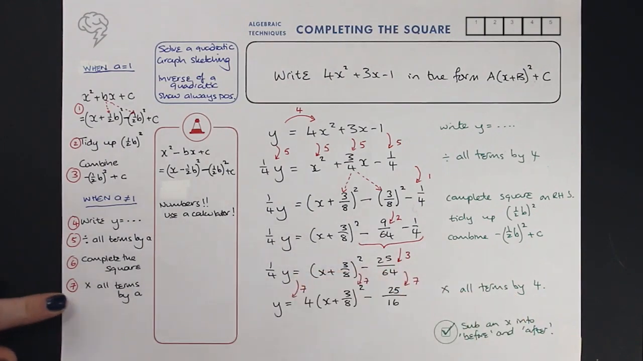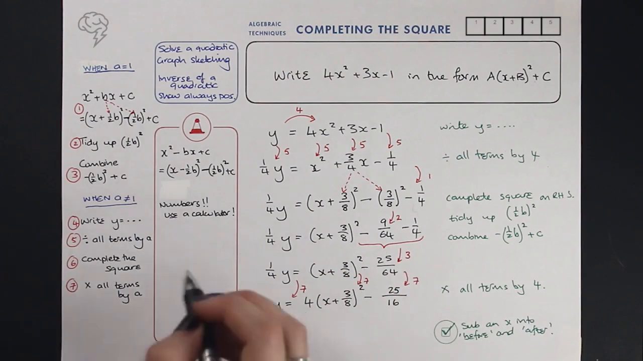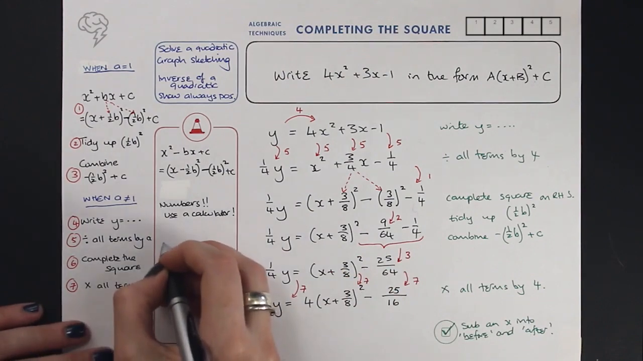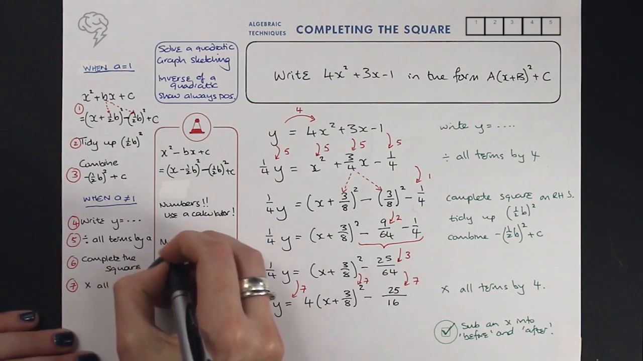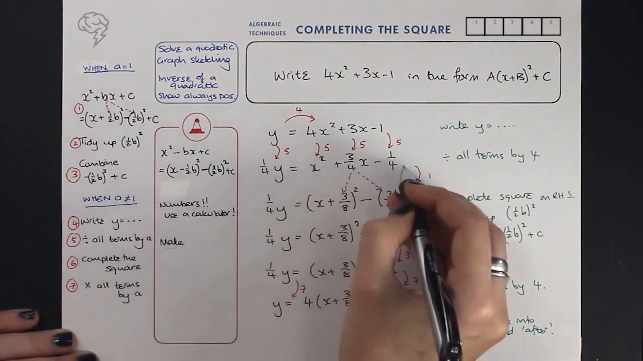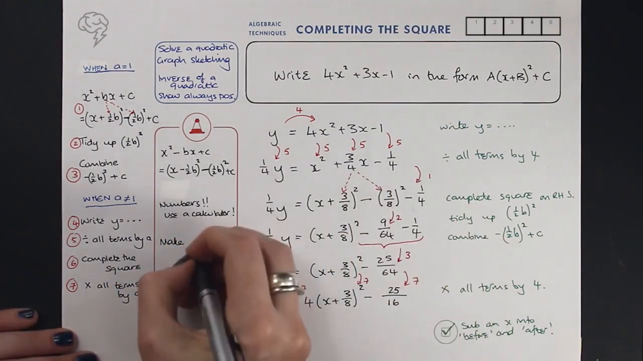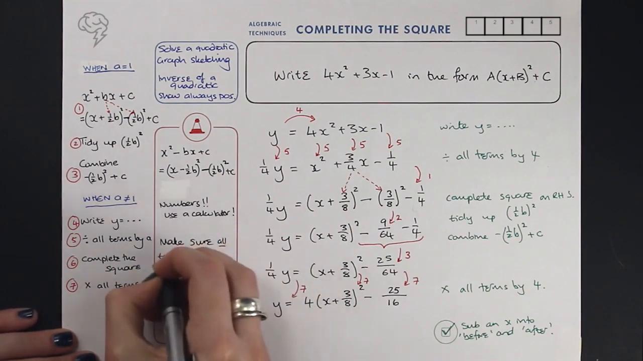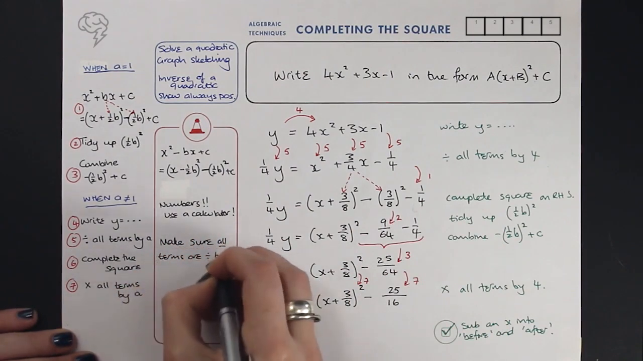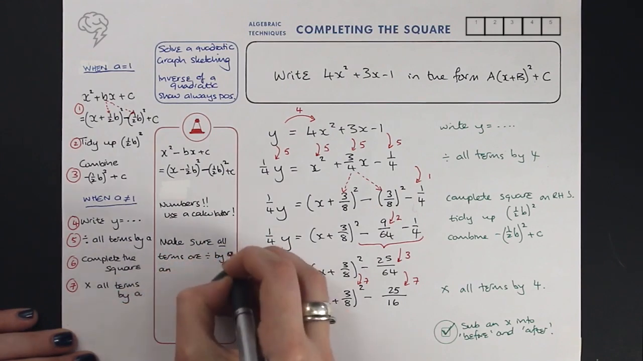Very last thing is to point out the most common mistake. The most common mistake is to make sure that you divide all of it by 4 and times all of it by 4 at the end there. Well, divided by a, whatever the a is.